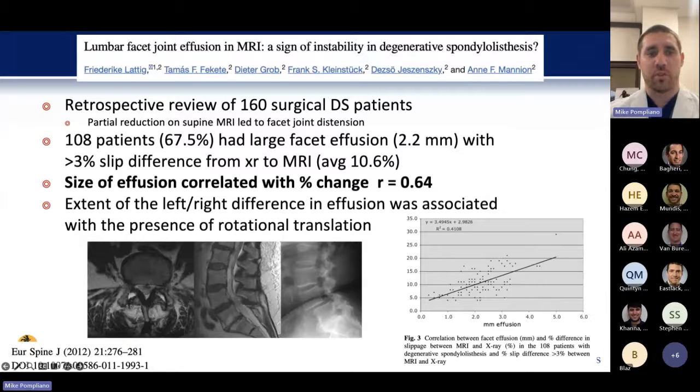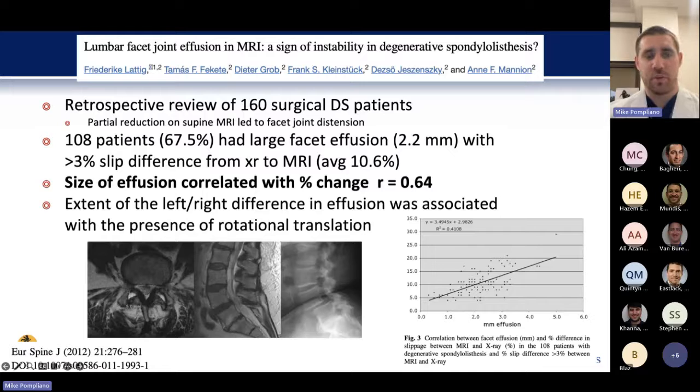As far as lumbar facet joint effusions on MRI, this was a retrospective review of 160 patients. They found partial reduction on supine MRI, leading to facet joint distension, which could then be quantified and used to assess instability. 108 patients, or 67%, had large facet joint effusions, which was 2.2 millimeters in their study, with greater than 3% slip difference from X-ray to MRI.